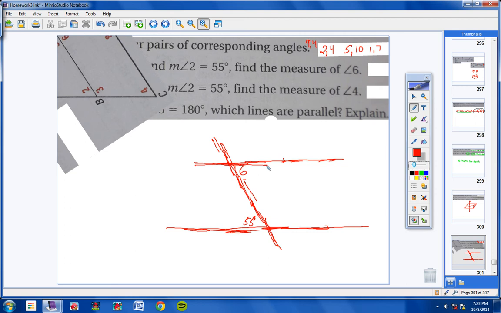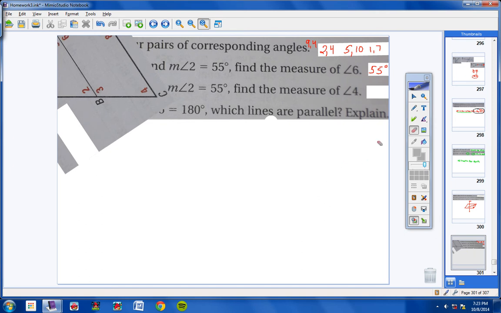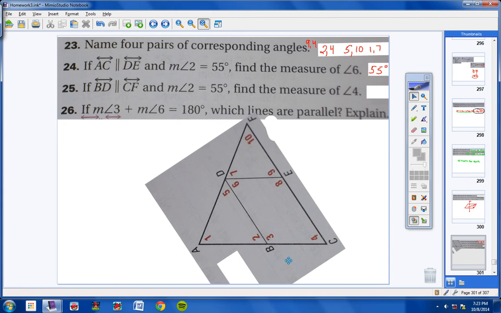Okay, this angle here and this angle here, they're called alternate interior angles. And what do we know when two lines are parallel cut by a transversal? We know the alternate interior angles are congruent. So if this angle here is 55 degrees, then angle 6 is also 55 degrees. Okay, let's continue on. Let's take a look now at number, whatever would be next here. Let's see, number 25.